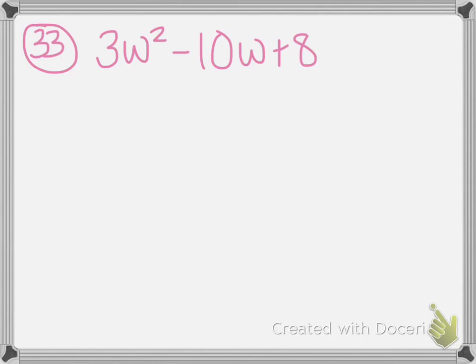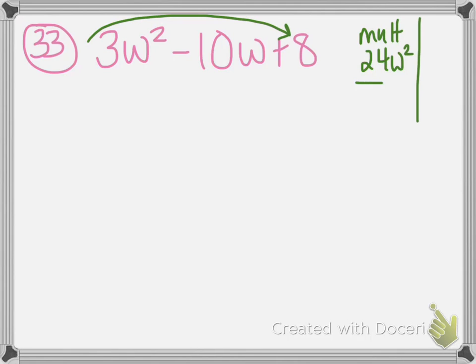So same procedure here, we're going to multiply the leading coefficient, the 3, times the constant term, which is the 8. And when we multiply these together, we are going to get 24w squared. But we're also going to be adding to get the middle term, because we want to break that middle term up into two separate terms that combine to give us a negative 10w. So we're adding to get negative 10w.